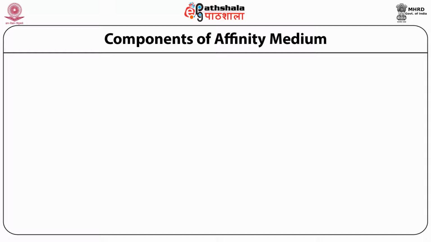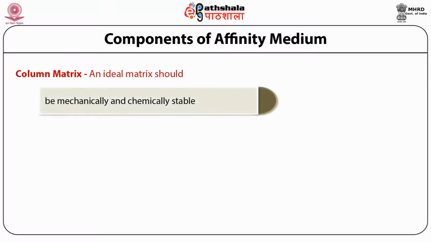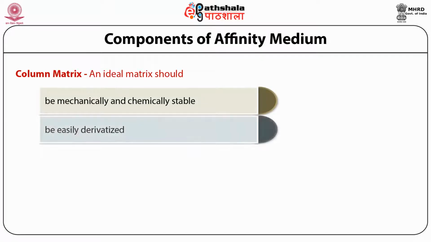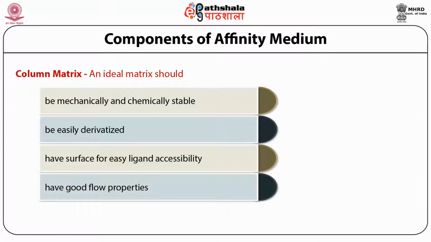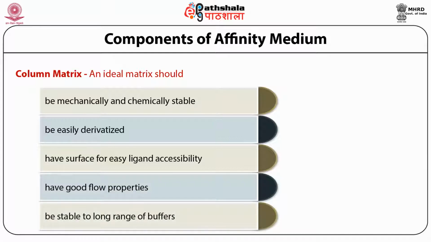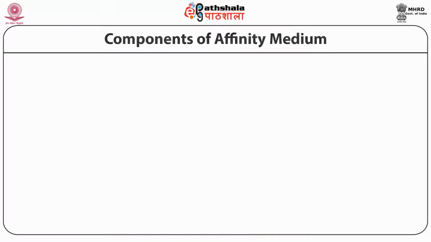The factors which should be considered while selecting an appropriate affinity support material may include pore size, stability, chemical inertness, and mechanical stability. Therefore, an ideal matrix should be mechanically and chemically stable, should be easily derivatized, should have a surface for easy ligand accessibility, should have good flow properties, and should be stable to a long range of buffers. Another important component is spacer arms.